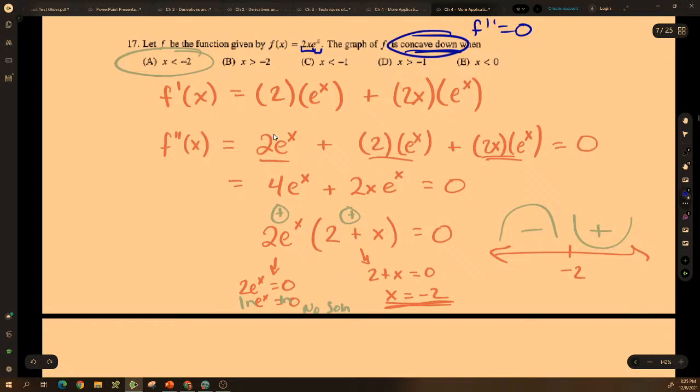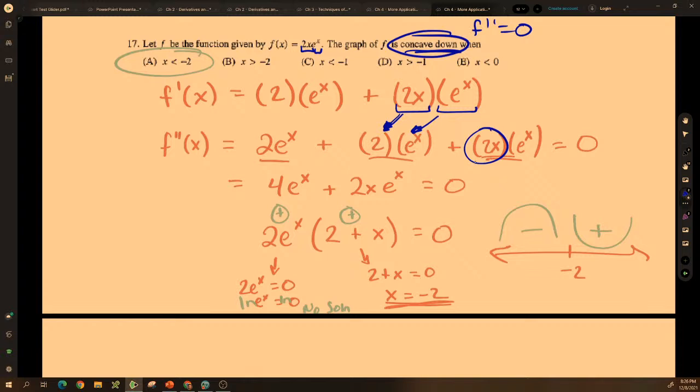Now I'm going to take the derivative of that for the second derivative. The derivative of 2e to the x is just 2e to the x. Then plus, now this one is going to be a product rule. So I'm going to take the derivative of 2, and then leave e to the x alone. Then plus, now I'm going to leave 2x alone, and the derivative of e to the x is e to the x. So I'm going to set that to 0.